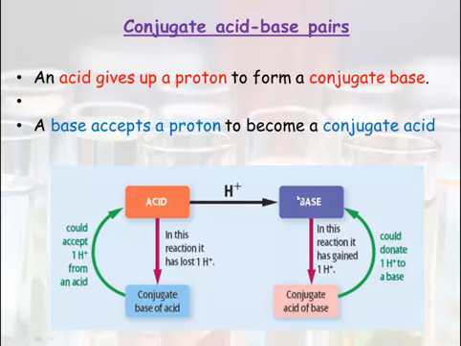So the base has gained from this reaction. It gains a hydrogen ion to become the conjugate acid of the base. So basically it has gained one hydrogen and it becomes the conjugate acid of the base. Again, this conjugate acid, just by losing one hydrogen, becomes the base again.